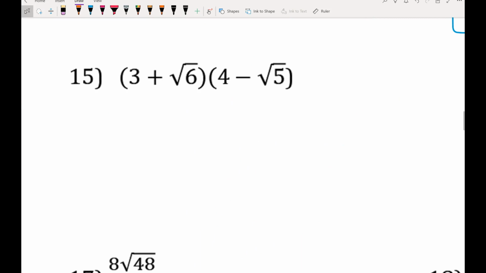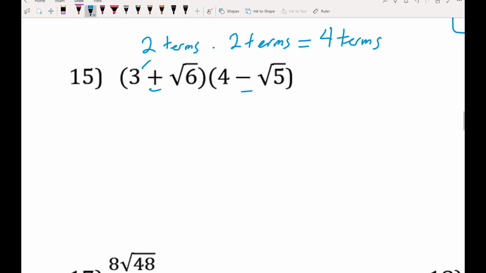For number 15, remember that terms are separated by plus and minus signs. So in my first set of parentheses I have 2 terms, and I'm multiplying that by another 2 terms. So when I'm finished, 2 terms times 2 terms should get me 4 terms when I'm done. So I know for this one I'm going to have to distribute or use the FOIL method.